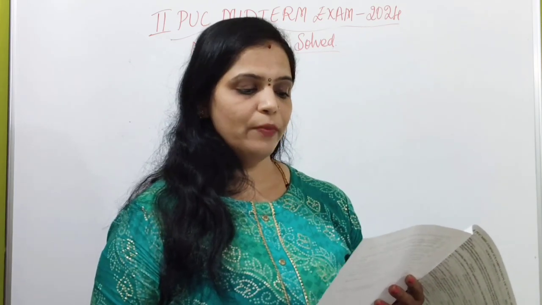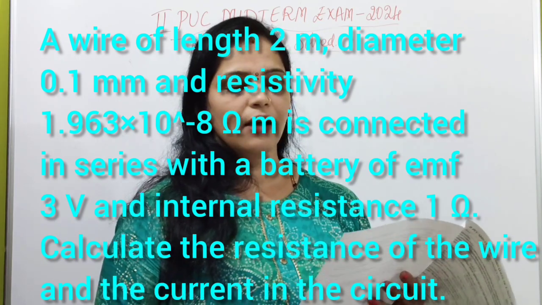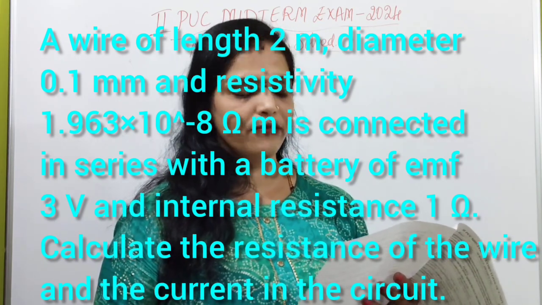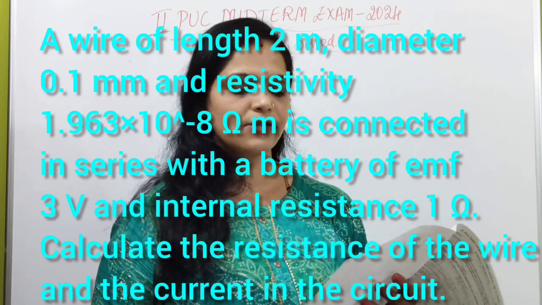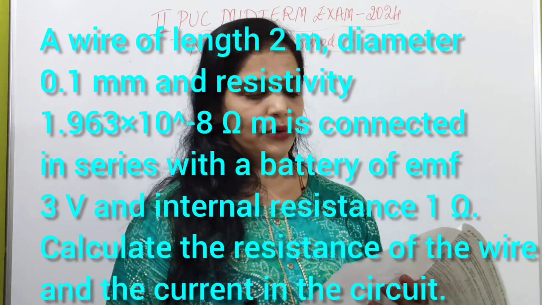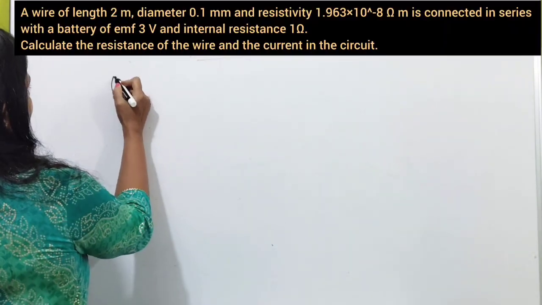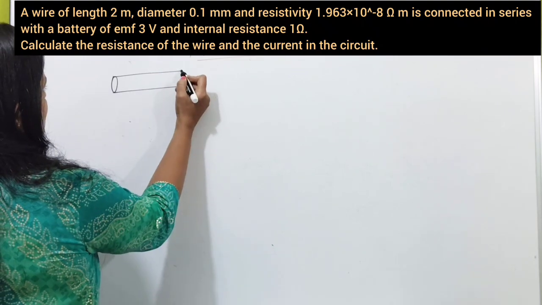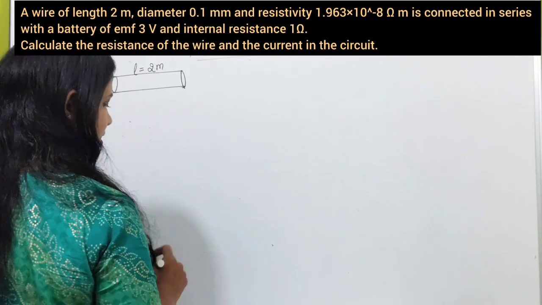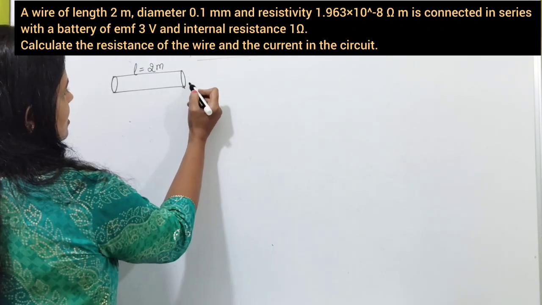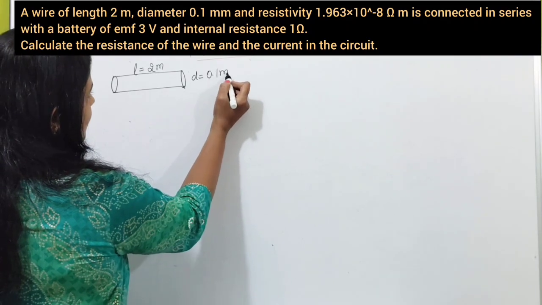A wire of length 2 meter, diameter 0.1 millimeter and resistivity which is given, is connected in series with a battery of EMF 3 volt and internal resistance 1 ohm. Calculate the resistance of the wire and the current in the circuit. So we are having one wire. Usually wire is cylindrical in shape, right? So the wire's length is 2 meter and its diameter is given. Diameter is how much? 0.1 millimeter.